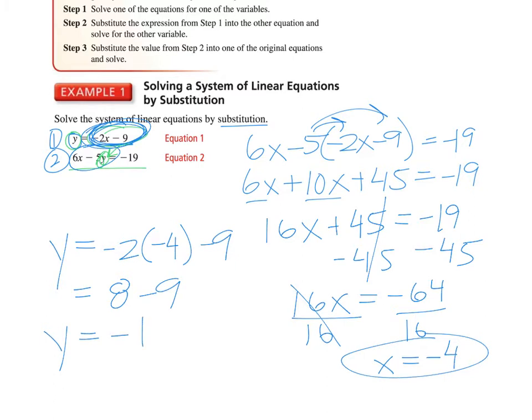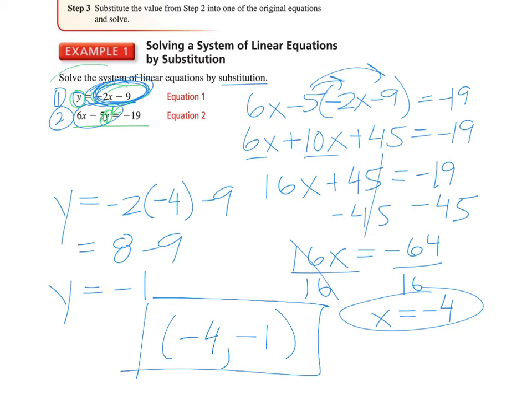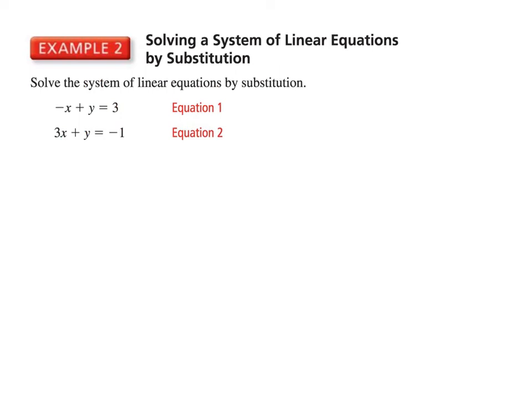So your answer then is a point. X value is negative 4, and y value is negative 1. What exactly does this mean? It means that if I graphed these two equations on a coordinate grid, they would intersect at this point. Alrighty? Let's go on to another example.